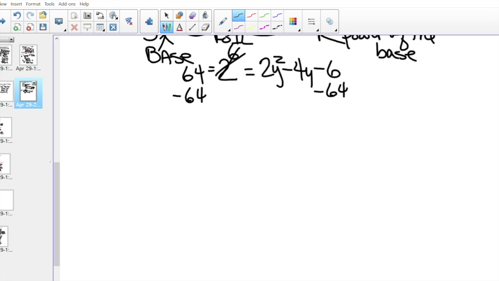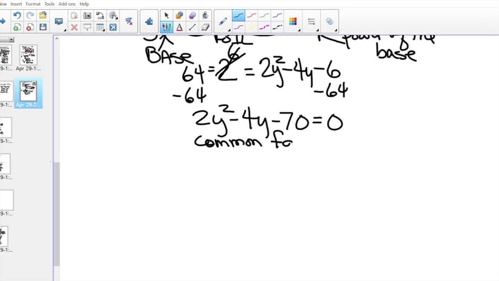Subtract 64, and I'm going to say something here and see if you remember this when we were talking about factoring. What is the first thing you are to do when you are factoring? What was the first thing that you do or look for when you start factoring? Do you remember I said a common factor? I hope you recall that. So what number divides into all 3 of them? 2. So factor it out. That gives you y squared minus 2y minus 35.